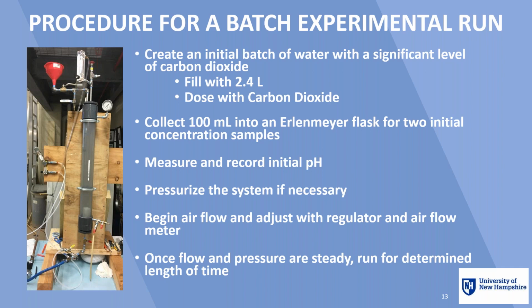After the initial batch was created, 2 initial concentration samples were taken. The initial pH was measured and recorded. If necessary, the system was pressurized. Then I would begin the airflow and adjust it with a regulator and an airflow meter. Once the airflow and the pressures were steady, I ran the batch for the determined length of time. I tried to minimize this adjustment time so that it didn't actually affect the results of the batch.